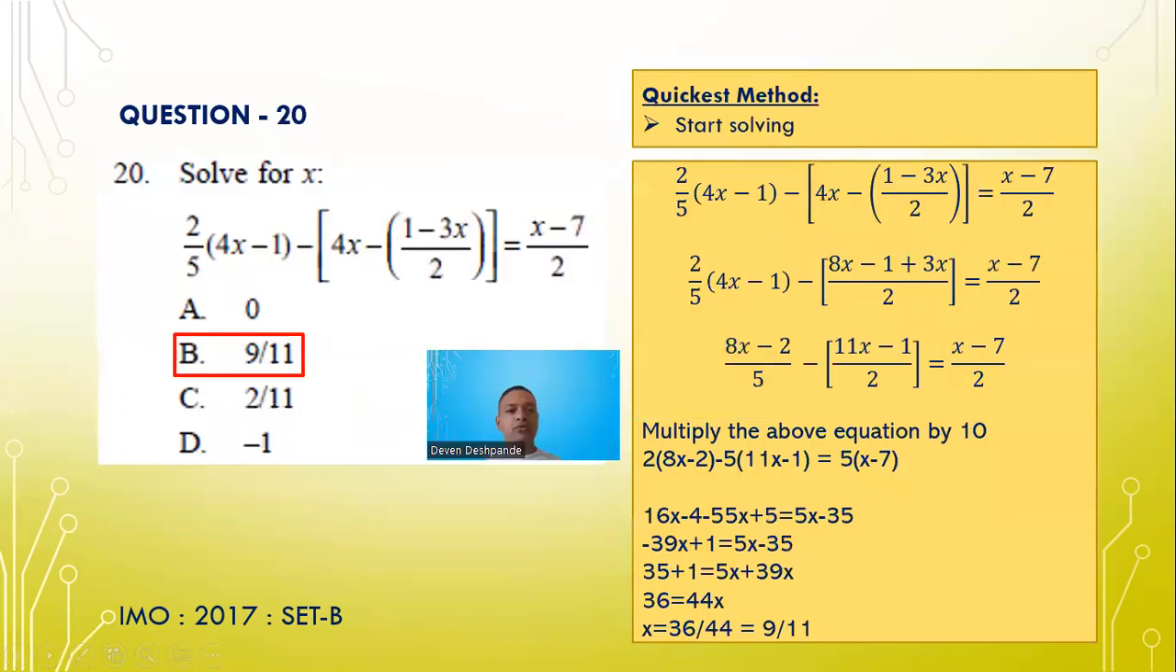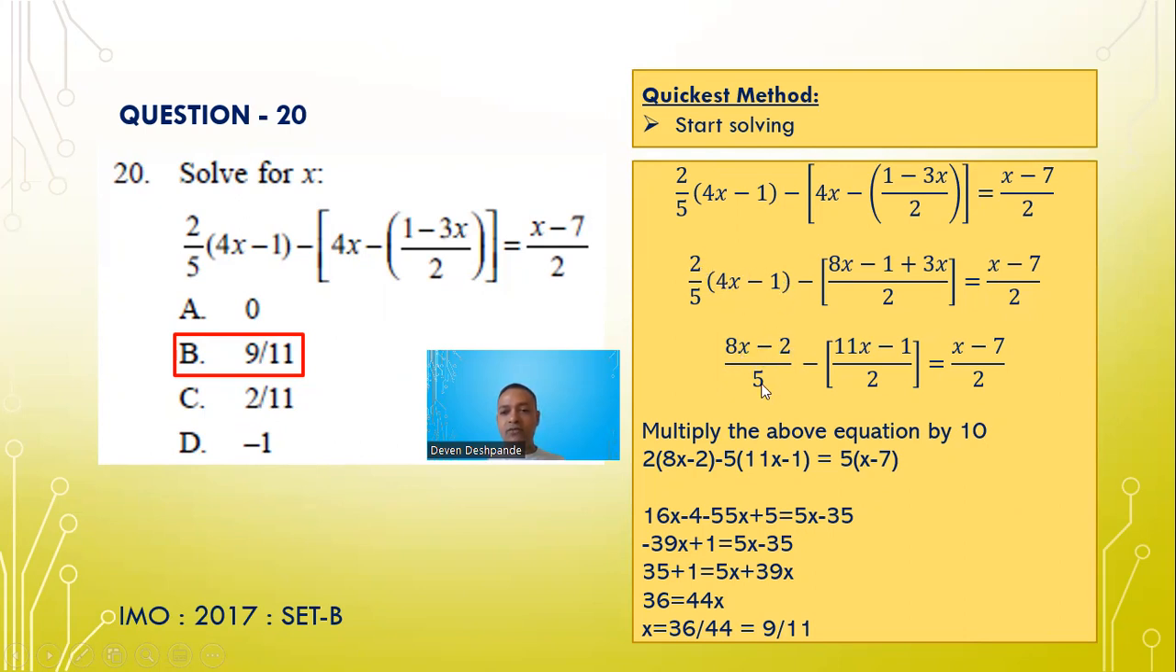Okay, next one. Solve for x: 2 upon 5 into 4x minus 1 minus whole of 4x minus 1 minus 3x upon 2 is equal to x minus 7 upon 2. Again, you have to multiply this by 2. So 4x into 2, 8x minus 1 minus becomes plus 3x upon 2 is equal to x minus 7 upon 2. Again, you have to multiply this by 2. So 4 into 2 is 8x. So 8x minus 2 into 1 is 2.